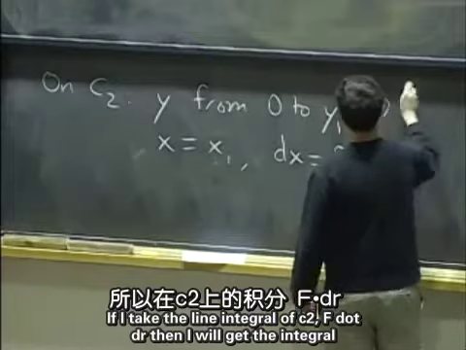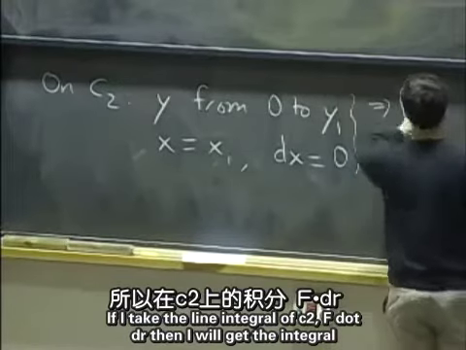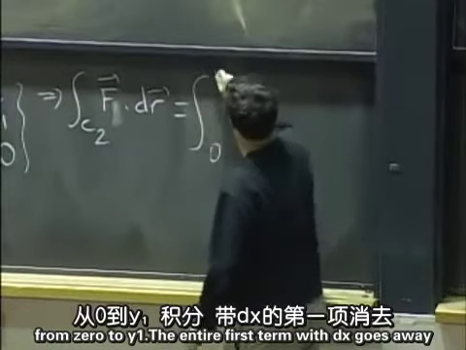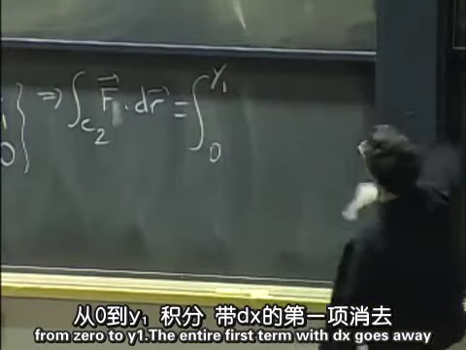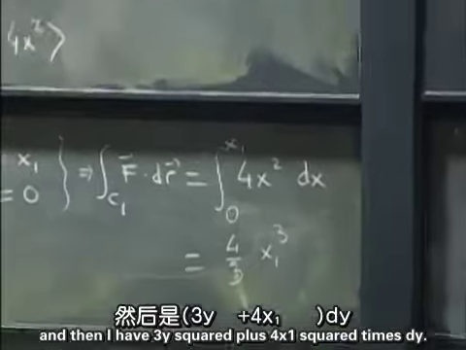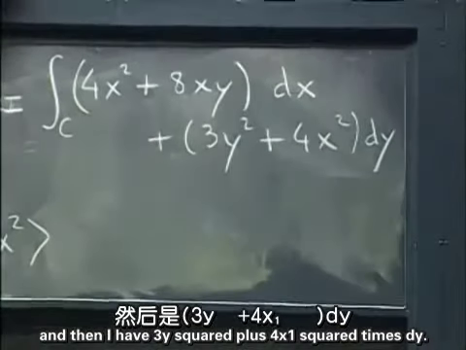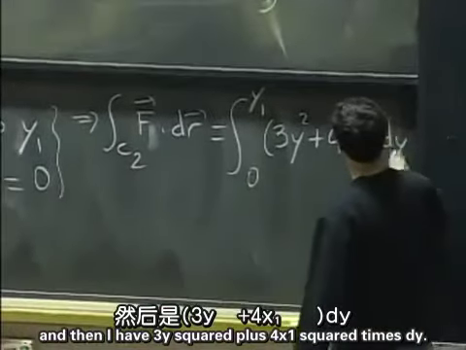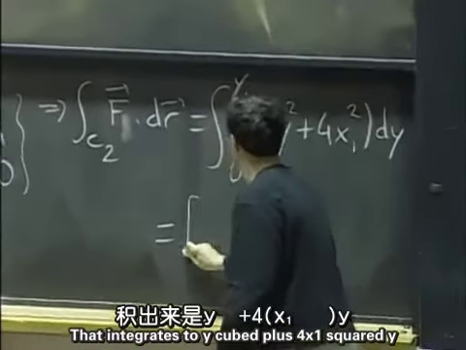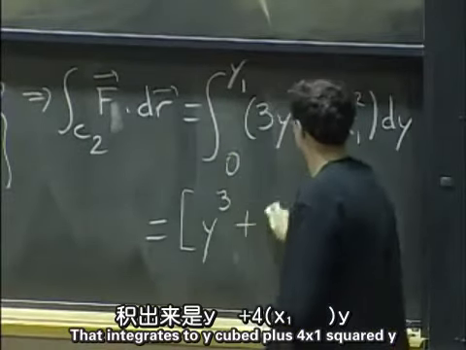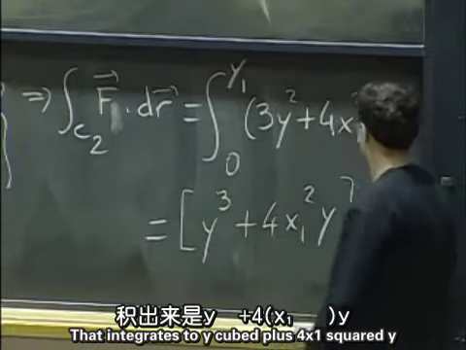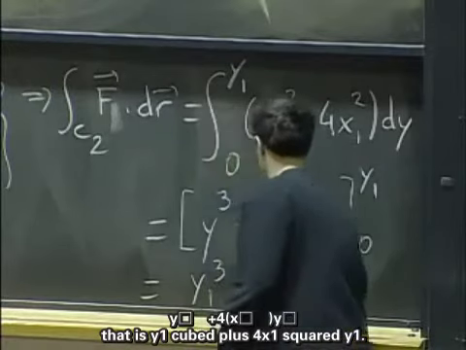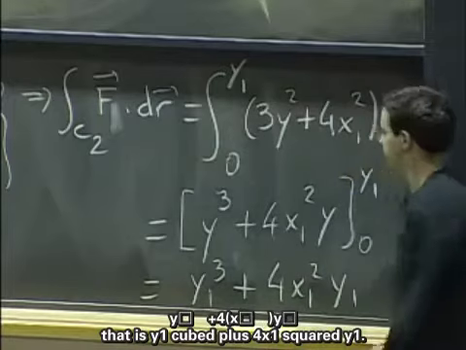So if I take the line integral on C2, here, I have the dr, then I will get the integral from 0 to y1 of, so the entire first term with dx goes away, and then I have 3y squared plus 4, well, x is x1 squared dy. Okay, so that integrates to y cubed plus 4x1 squared y from 0 to y1, or if you prefer, that's y1 cubed plus 4x1 squared y1.